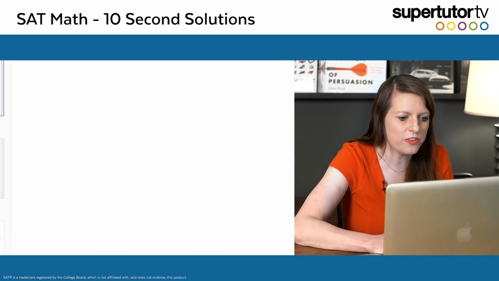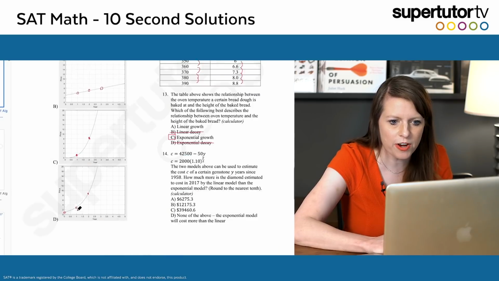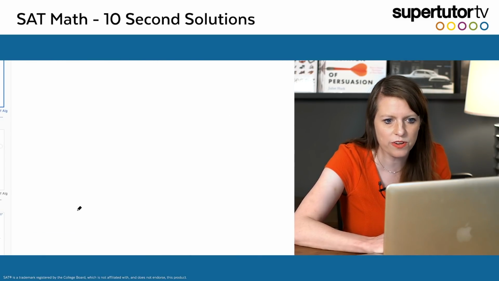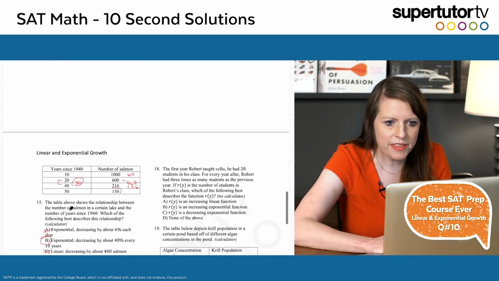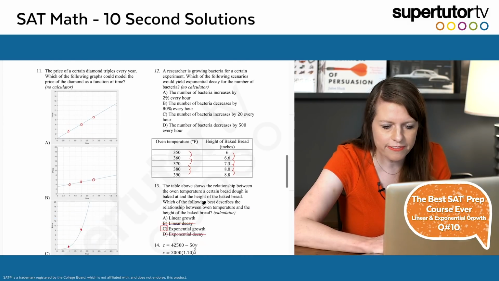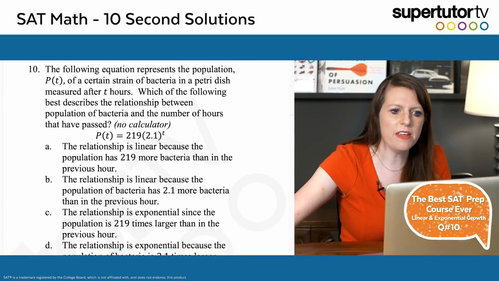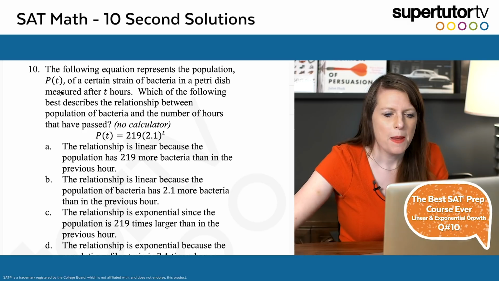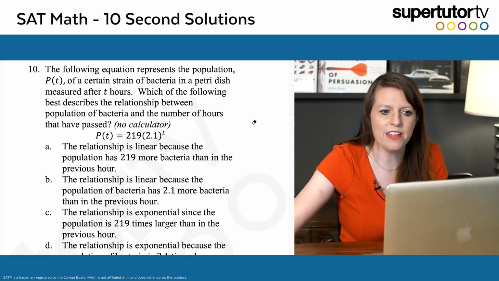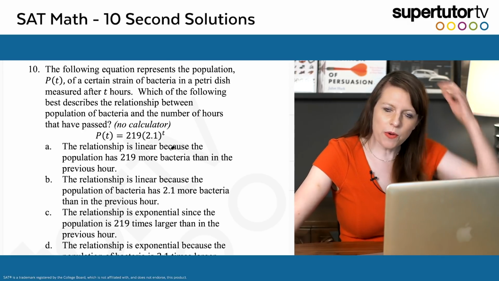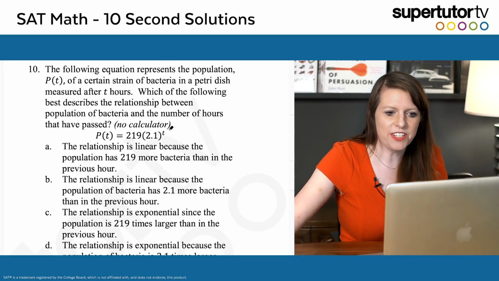Okay. So the next thing that I'm going to teach you guys is going to help you solve these exponential growth problems. I'm actually going to pull one from a packet that's on our online course here, but these are also on the SAT itself. The following equation represents the population P of T of a certain strain of bacteria in a petri dish measured after T hours. Which of the following best describes the relationship between the population of bacteria and the number of hours that have passed?